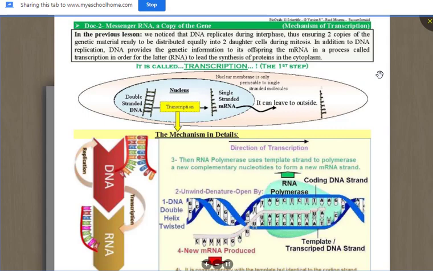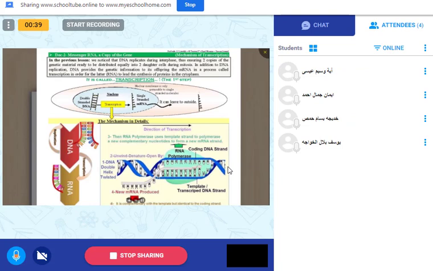Okay, how the messenger RNA is made, in details, in order to see the details of this process, the one that we called transcription. Messenger RNA is a copy of the gene. So it is a copy of DNA, a copy of the gene.